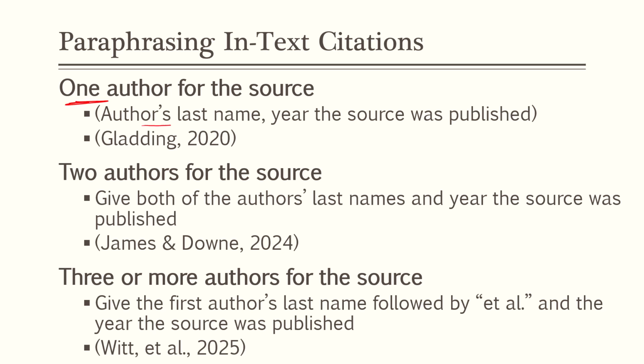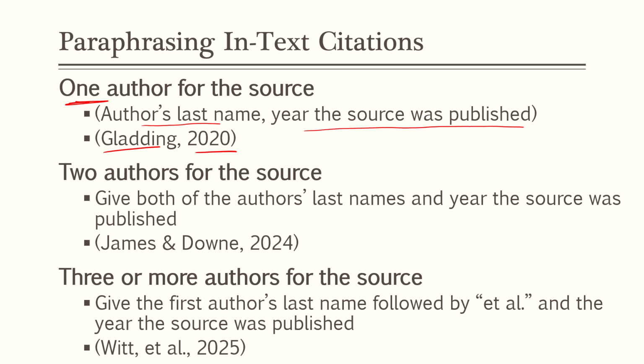we put the author's last name and the year that that article or the source you were using was published. So in this instance, Gladding 2020. Gladding was the author. His article was published in 2020. We would put that in the in-text citation.